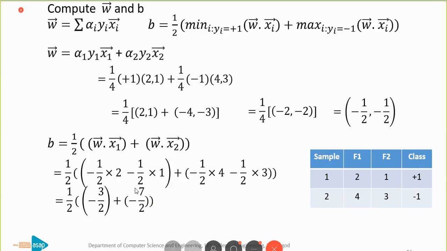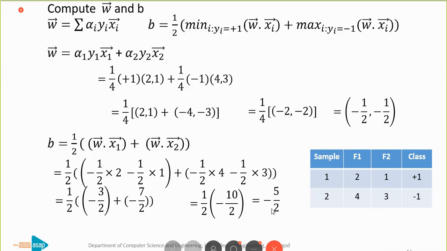You are just doing the addition, and here you will be getting this term as minus 3 by 2, and this term is minus 7 by 2. Minus 3 by 2 and minus 7 by 2, so it is minus 10 by 2. You divide by 2, so you'll be getting minus 5 by 2. So that is the value of B. So using this expression, you have calculated W and you have also calculated B.